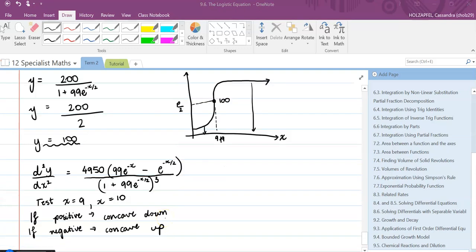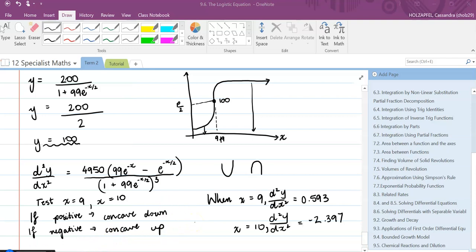I want to test a value beforehand, and I'm expecting that since this is concave down, when I substitute x into my second derivative function, it's going to be a positive value for my second derivative test. I'm expecting that when I test my second point at x is equal to 10, it is going to be concave up, and so, pretending it's kind of like a maximum, the value of my second derivative should be negative at this point.